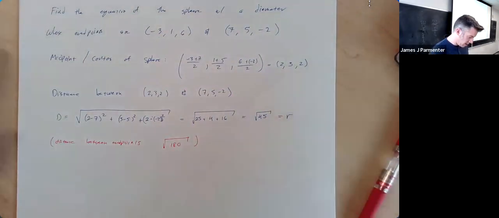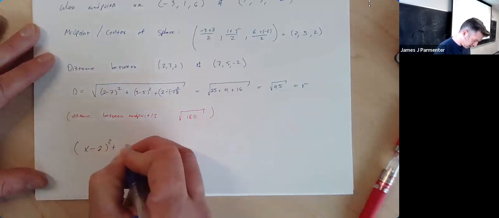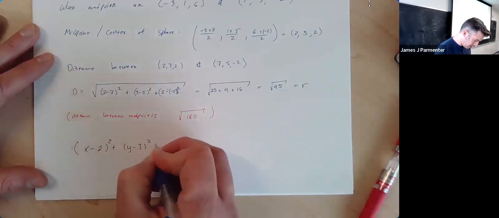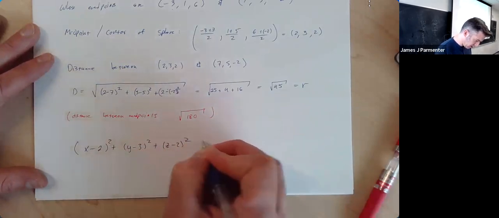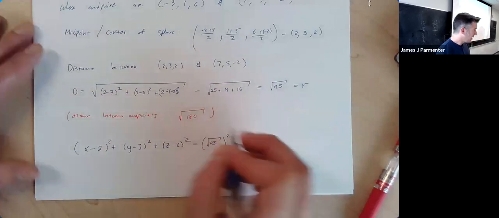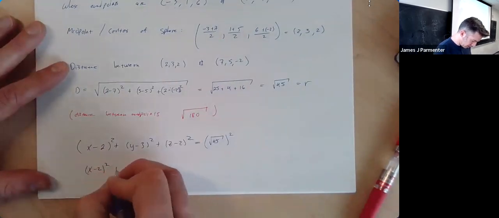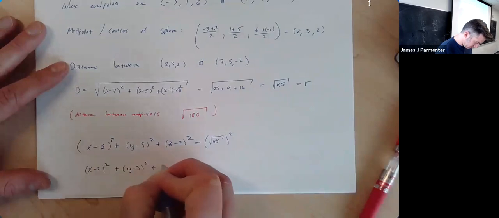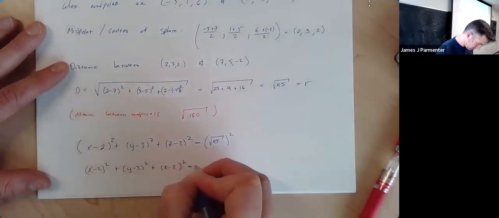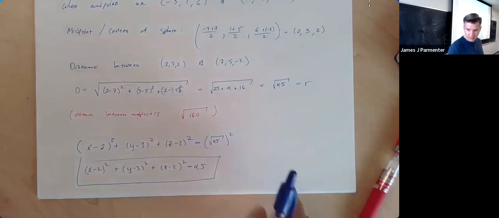All right, so then the equation would be x minus 2 squared plus y minus 3 squared plus z minus 2 squared equal to my radius squared. And I would just write that as 45. Feels silly to write it as a square root squared. There's the equation of our sphere with those diameter endpoints. Okay, I think we've talked about spheres enough. Let's talk about a few more graphing things and we'll call it a day.